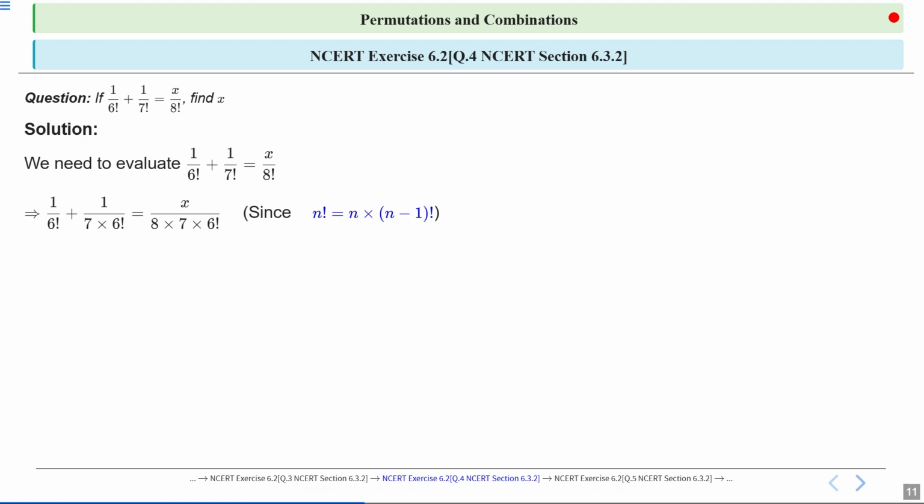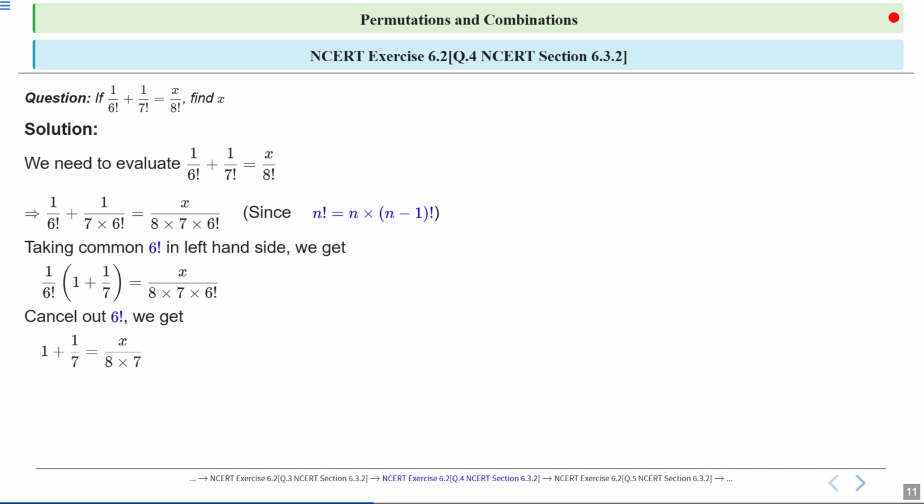Now you can simplify it. Here you can take the common 6 factorial on the left hand side, and we get 1 by 6 factorial times 1 plus 1 by 7, which is equal to x upon 8 into 7 into 6 factorial. Here you can see 6 factorial is common in the denominator on the left hand side and right hand side, so you can easily cancel them.